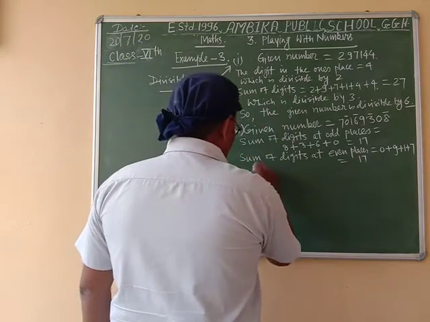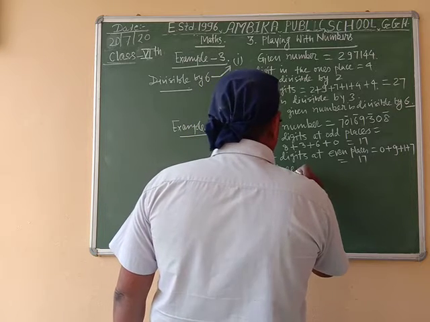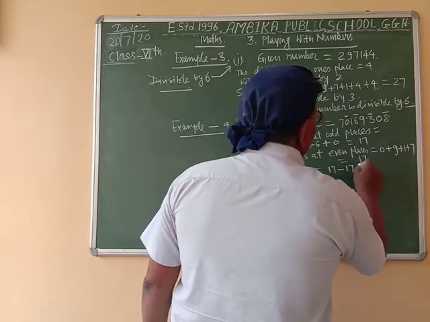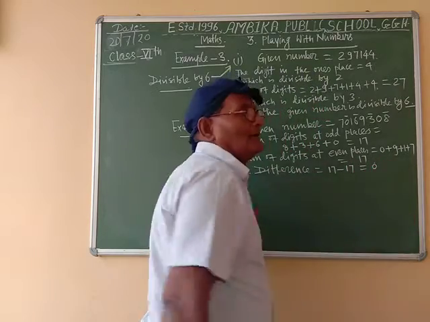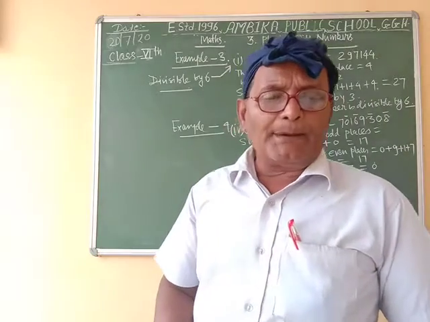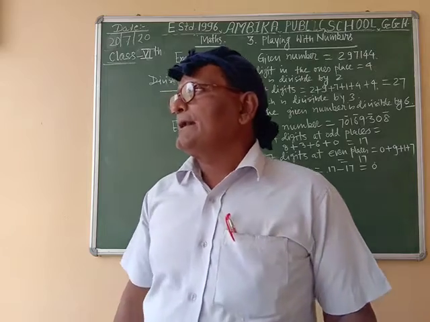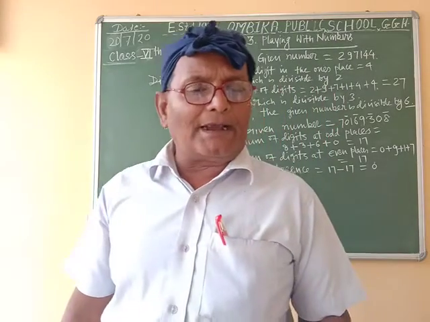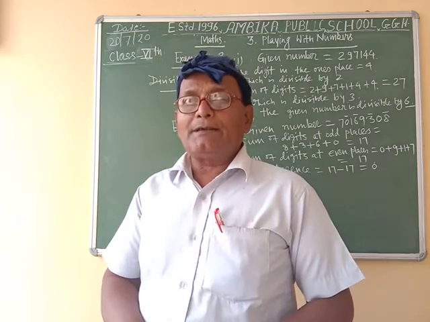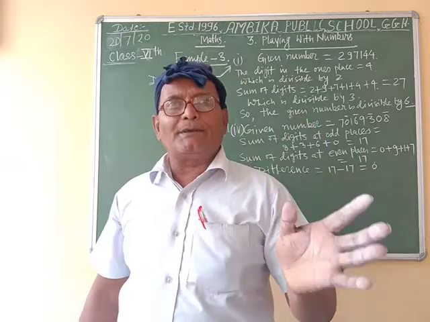Difference is equal to 17 minus 17 is equal to 0. So according to this rule, if the difference of the sum of digits at even places and the sum of digits at odd places is 0, or multiples of 11, then the whole number is divisible by 11.